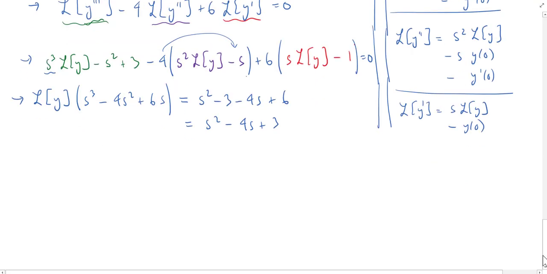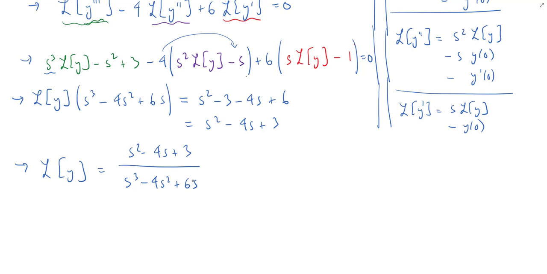All right. So again, we're trying to solve for L of y. So we're going to divide by this cubic, and we get L of y is (s squared minus 4s plus 3) over (s cubed minus 4s squared plus 6s). Okay, so at this point, we look at our table and we don't have anything that looks like this. So what do we want to do?